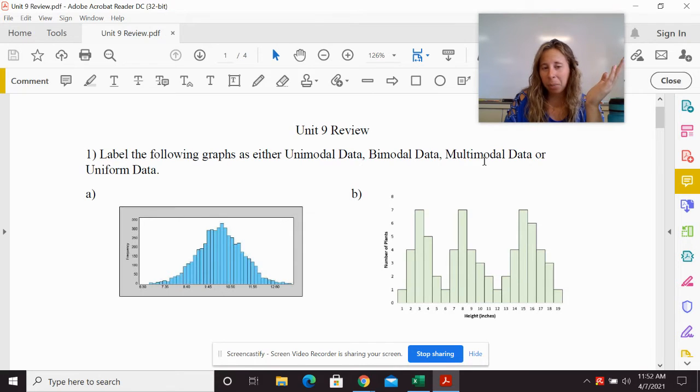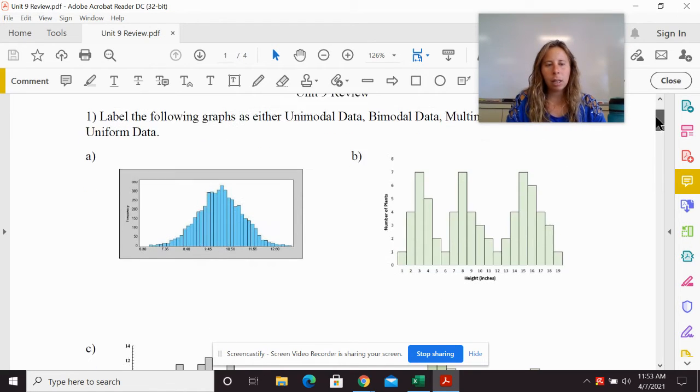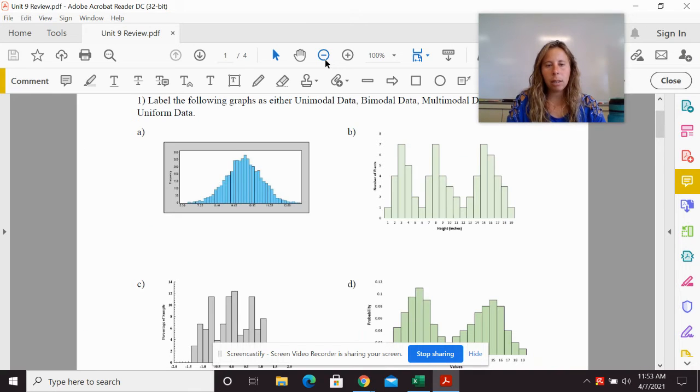I like humps, but you can also call them peaks. So one peak, two peaks, multiple peaks, and then uniform, there's not an obvious peak. They're all around the same. Okay, so that's the difference. So go ahead and let's just look over these real quick. So A, how many peaks are there in A?